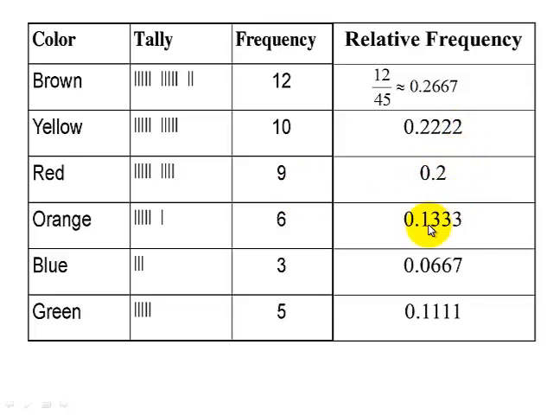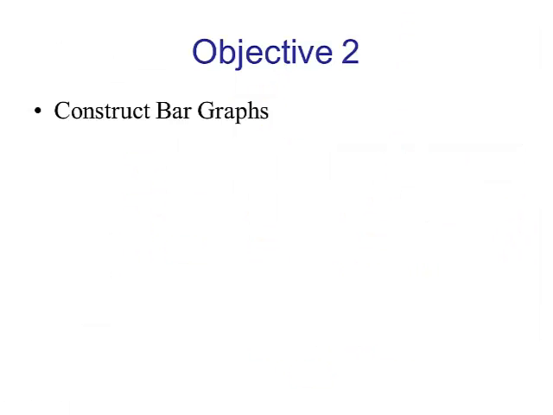These also can be expressed as percents. So for example, orange is about 13%. Blue would be almost 7%. So we are summarizing this data by using tables, both a frequency table and a relative frequency table.